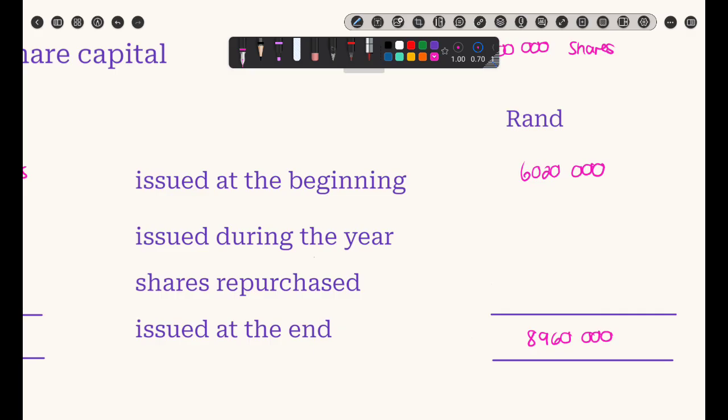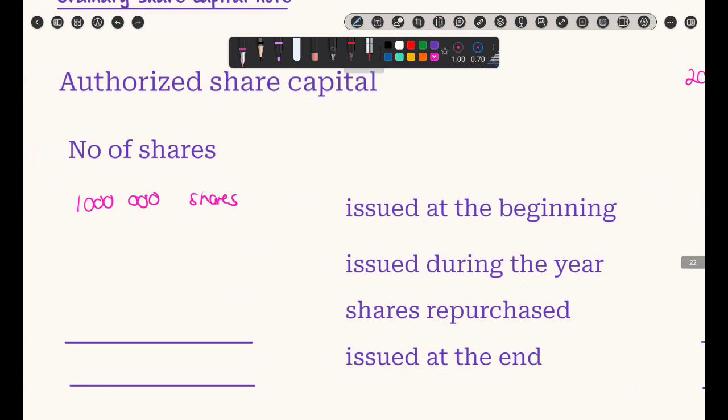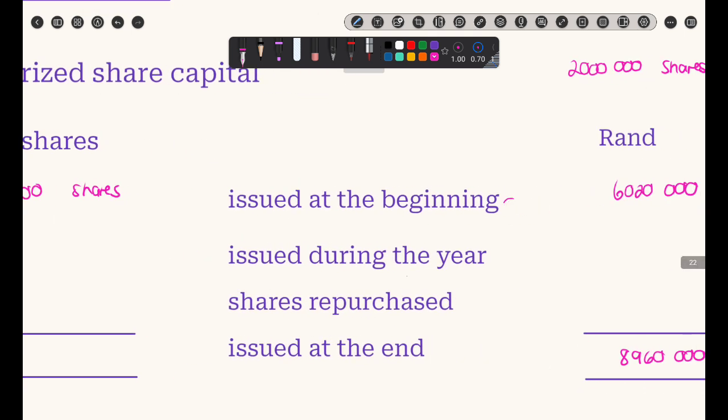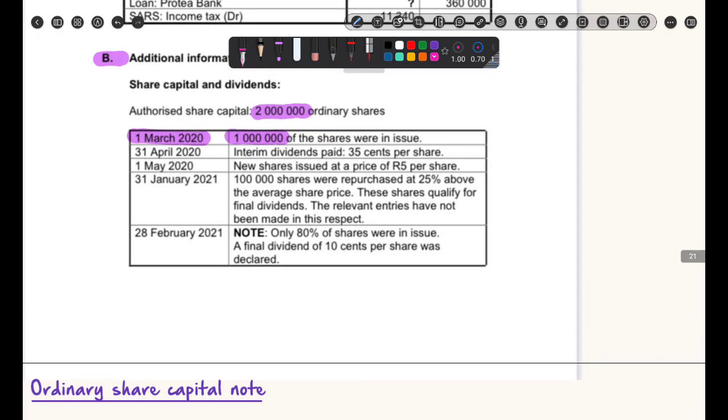If I want to find out how much the company charged per share, I take the 6,020,000 divided by the 1 million shares, and that would give me 6 rand 2 cents per share. So that is how much was charged per share to get that 6,020,000 rands. Then what else do we have? What's the next thing that we have? They told us that on the 1st of April, they're talking about dividends, right?